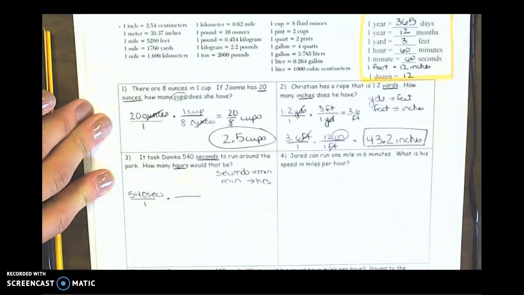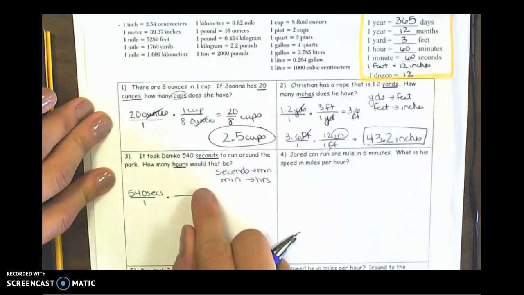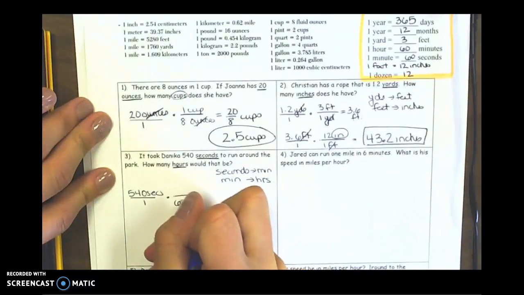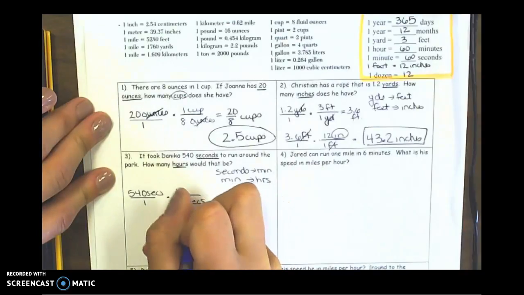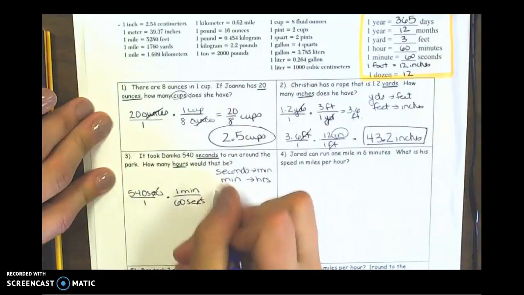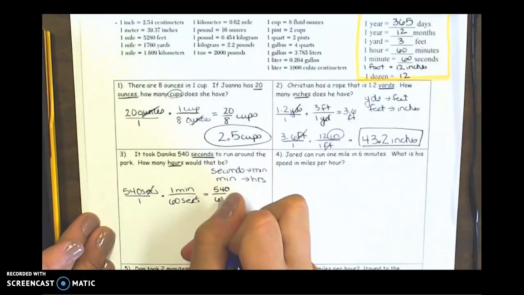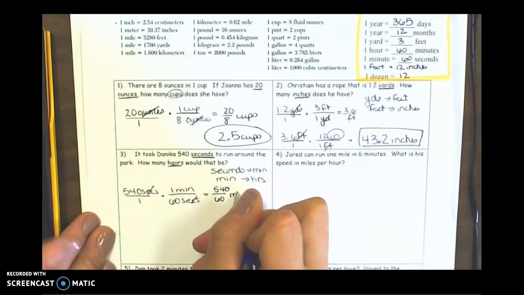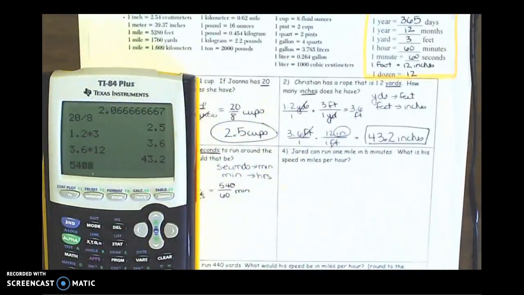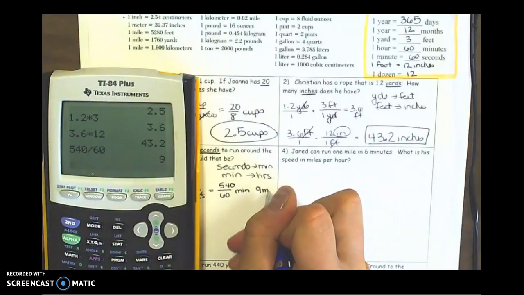Now I want to multiply that by my first equivalent fraction. So let's think, how many seconds are in a minute? Well, there's 60 seconds in 1 minute. So I need 60 seconds in 1 minute. I'm going to put 60 seconds in the bottom and then 1 minute in the top, because by doing that, my seconds are going to cancel. And that leaves me with 540 all over 60 minutes. But I can divide that, 540 divided by 60, and that's actually going to be 9 minutes.